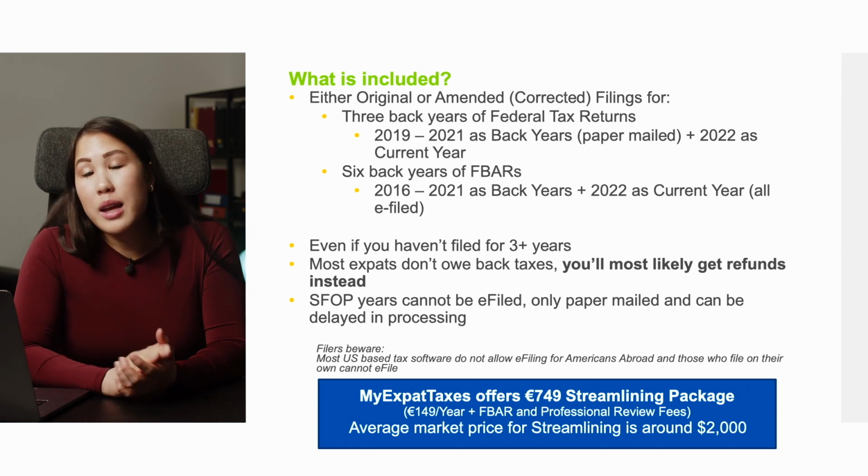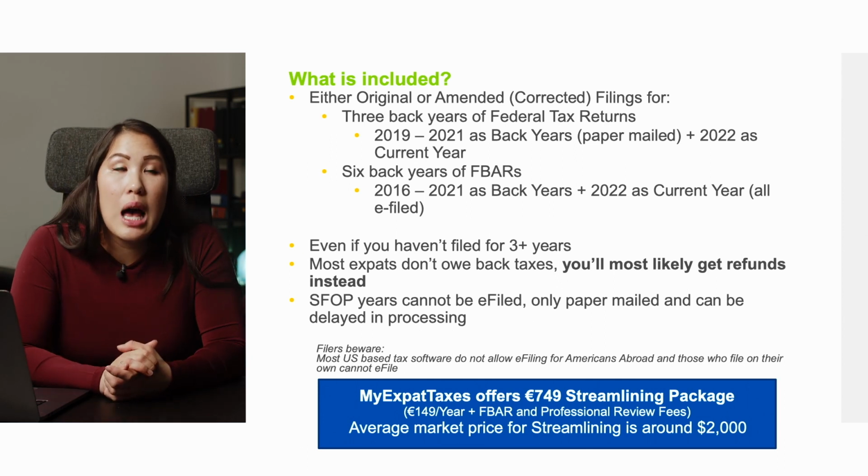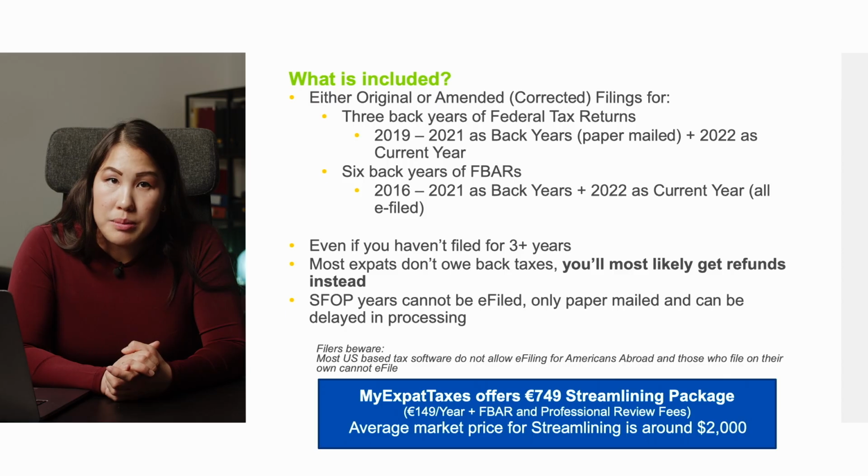So again, even if you haven't filed for more than 3 years, you only have to file back 3 years. There's one exception to this rule, a very rare exception, but I do have to disclose it. In the event that you have a foreign corporation that is more than 50% owned by US taxpayers, and you had retained earnings in that foreign corporation at the end of 2017, you will need to file back to 2017. So that is one exception. Otherwise, it's only 3 back years.